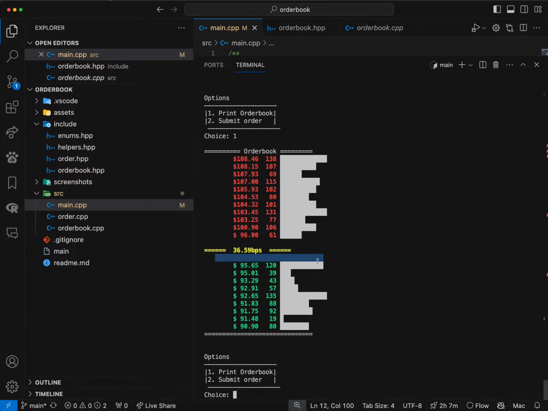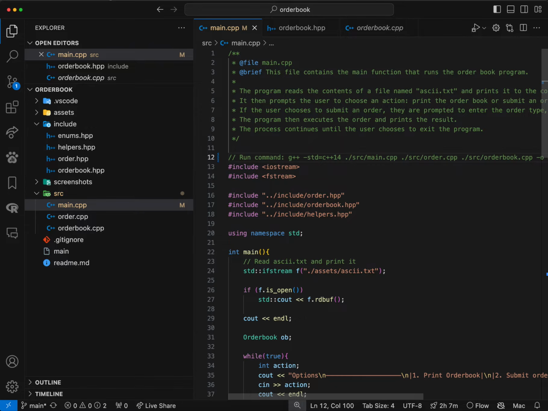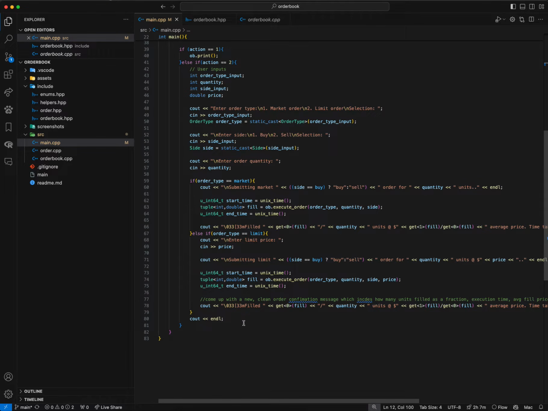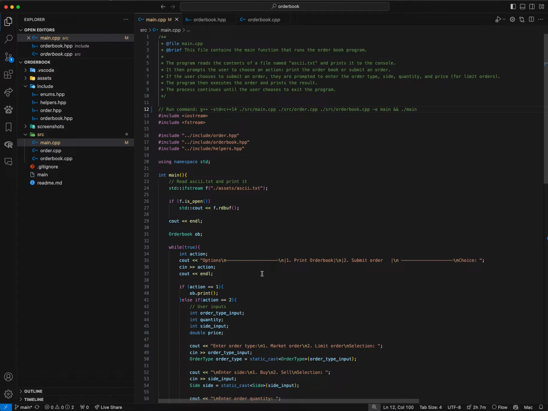And that's how it works. It does market and limit orders as you saw, and it has this nice visualization. Now I'd like to show you and talk about how I designed this project a little bit. The project is broken down into three main parts. There's a main, which deals with the interaction with the user. This is where you enter all of the stuff into the terminal, and the program decides what to do and makes all the calls.